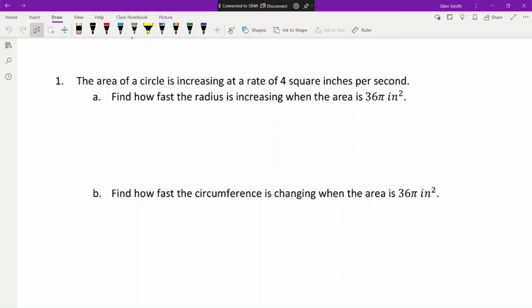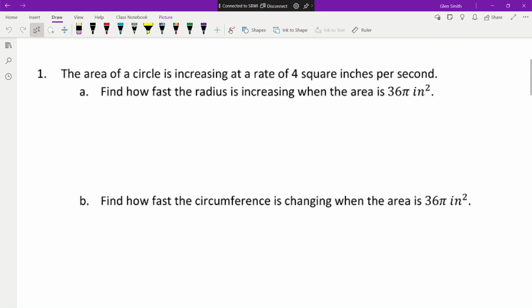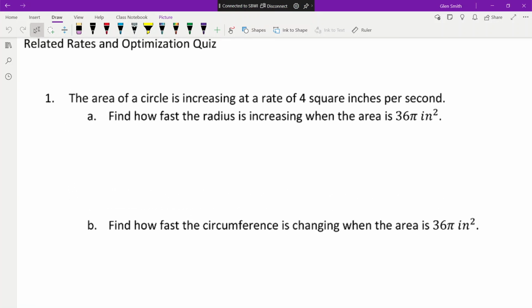Okay. I'm going to go through number 1 here. Then I'll chill. I'm hoping at this point we can separate related rates from optimization, right? Two different kinds of questions. This is a related rates question. And they're telling you that the rate of change of area is positive 4 square inches per second. Cool. And I want to know how fast the radius is changing.